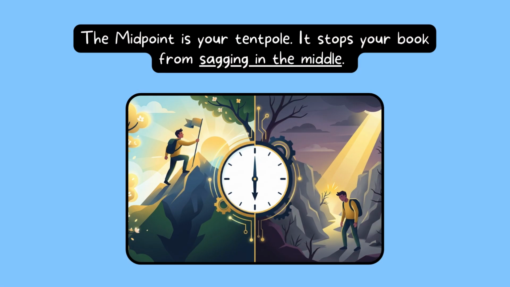For novelists, the midpoint is your tentpole. It stops your book from sagging in the middle. If you feel lost at the 40% mark, and most novelists do, it's because you don't have a midpoint to write toward. Find it, and the middle of your book will find itself.